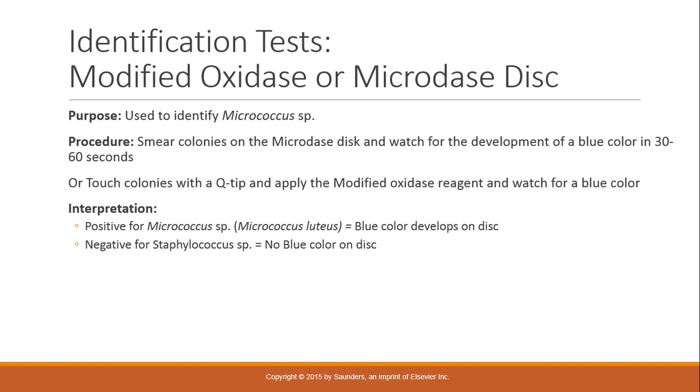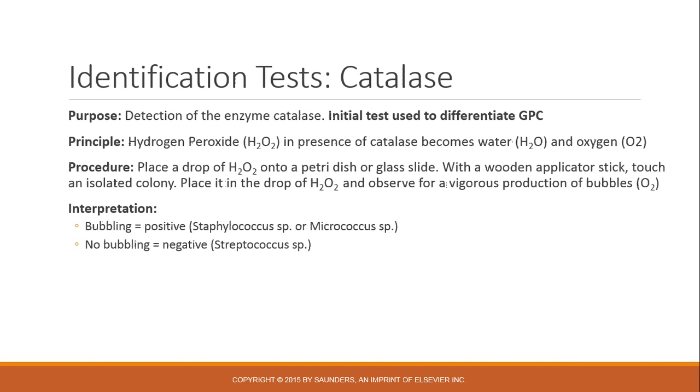You can also touch a colony with a Q-tip and apply the modified oxidase reagent and look for a blue color. So blue is positive for Micrococcus species. You can't really say Micrococcus luteus, but when we have Micrococcus in the lab, it'll be Micrococcus luteus, so I just stuck that in there. If it's negative, it means it's some kind of a staph. There's no blue color.